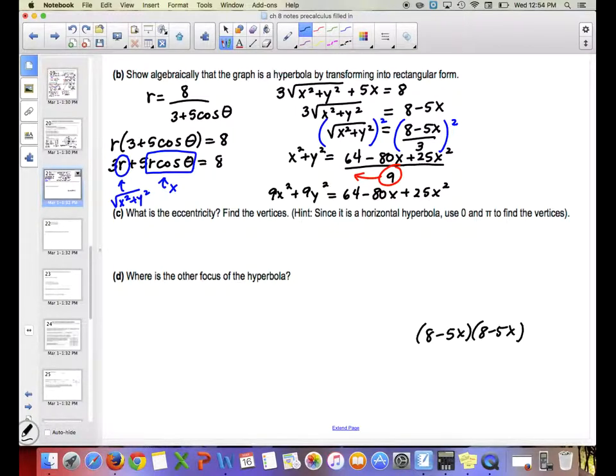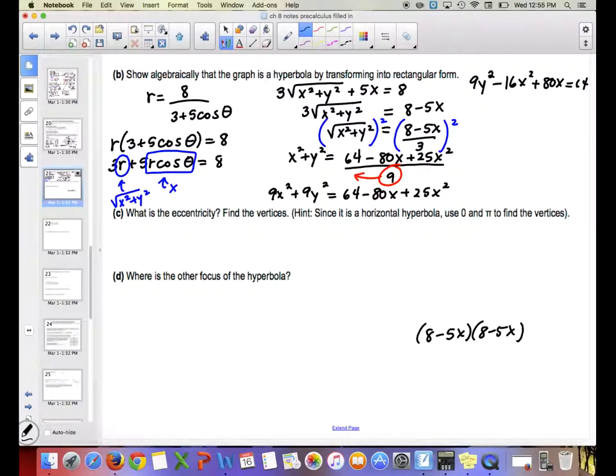So when I subtract that 25x squared, I'm going to write it as 9y squared minus 16x squared, right? 9 minus 25 is negative 16. And I'm going to have plus 80x equals 64. And I'm almost there.